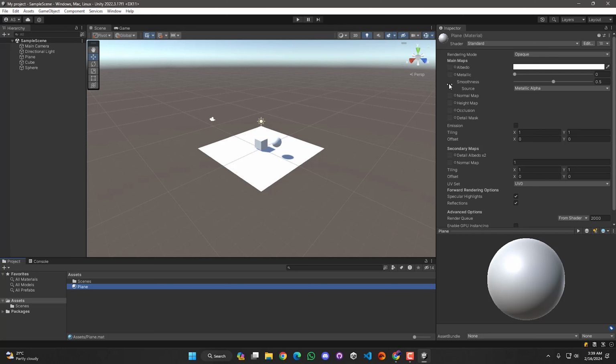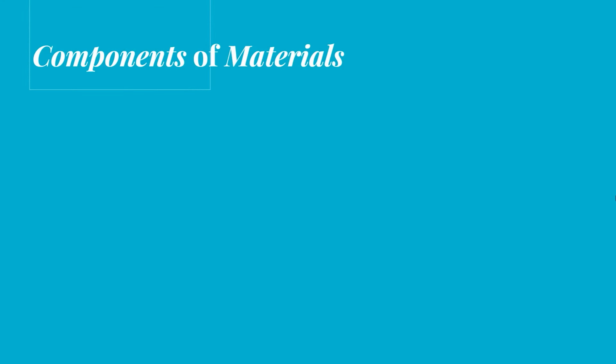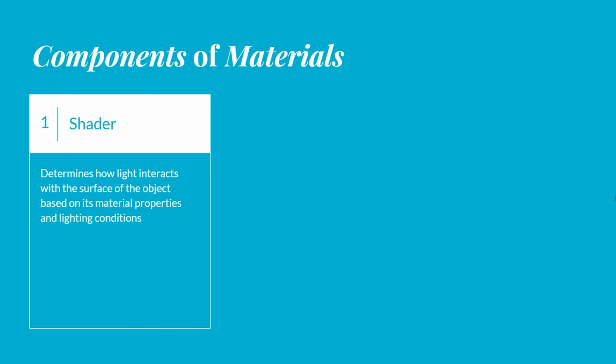A material consists of 3 basic components. Let's see what those components are. The first component of a material is the shader, which determines how light interacts with the surface of the object based on its material properties and lighting conditions.